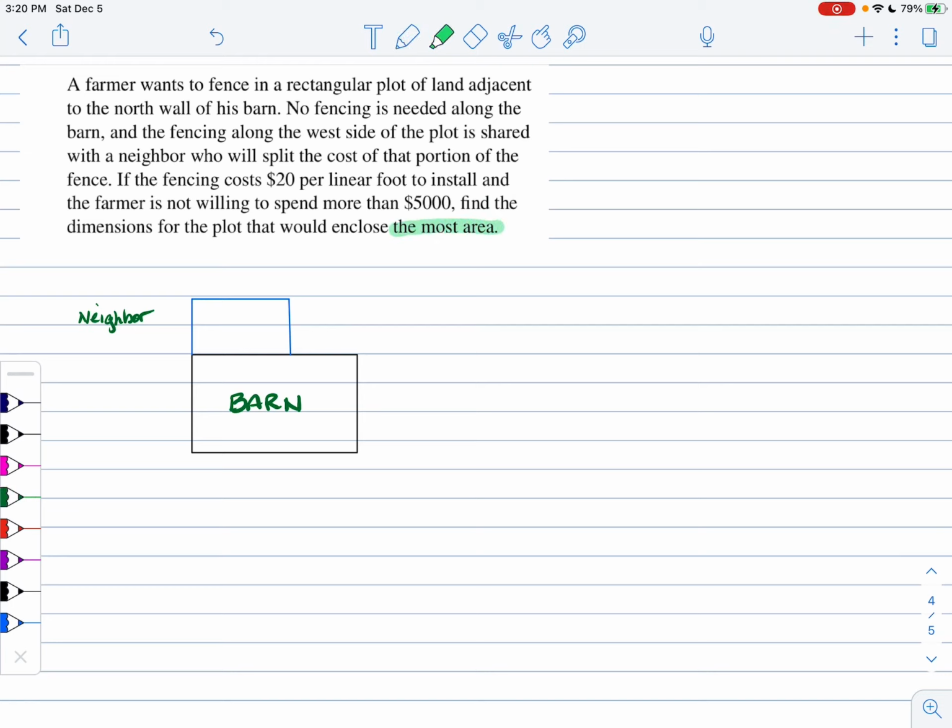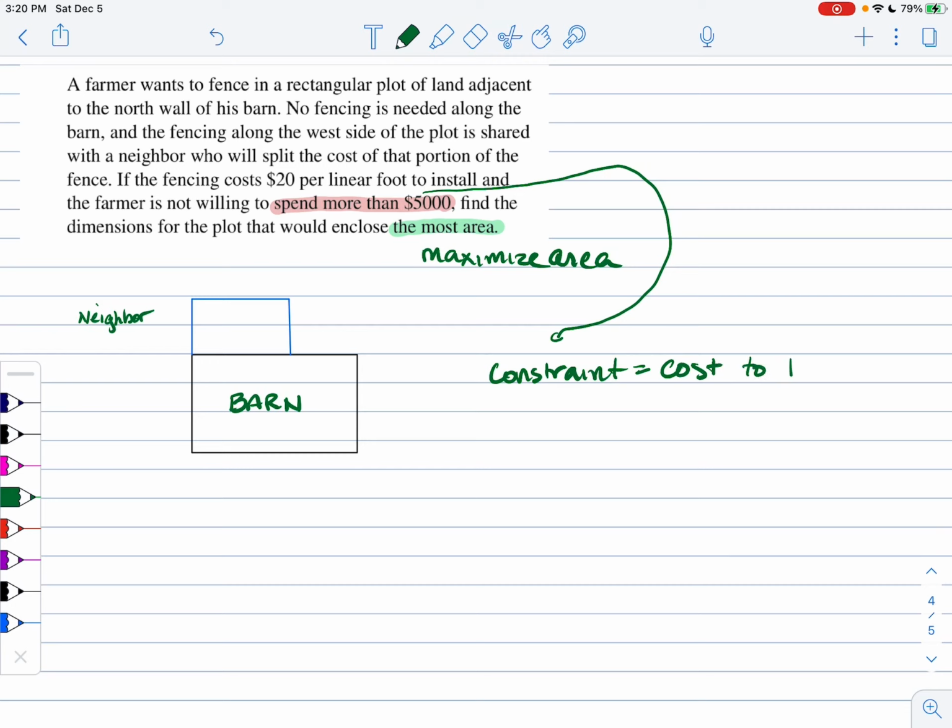So the most area tells me to maximize area. Okay, the spending of no more than $5,000 tells me our constraint is the cost to build the enclosure. And let's just say the farmer's going to do it himself, so he doesn't have to pay for any labor. He just has to pay for the fencing. So what's the cost to build?